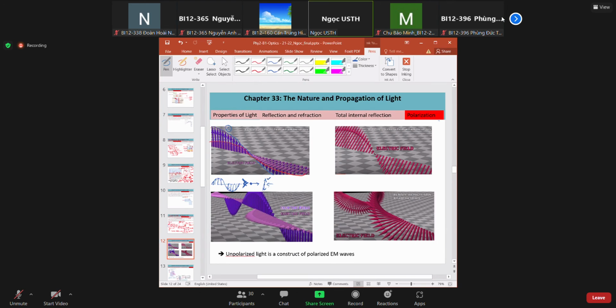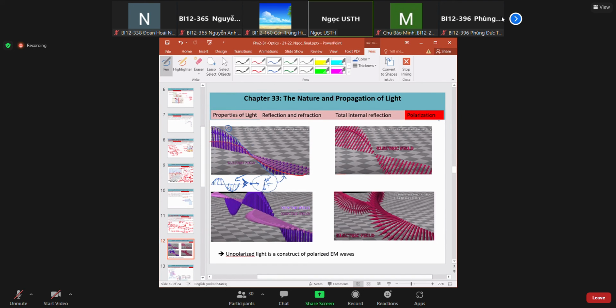Another name for it is linear polarization, or polarized light. This light is called polarized light, because it only has this one direction. Okay, so now if you understand about this, let's come to this scenario to see.